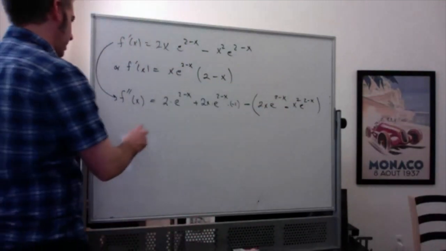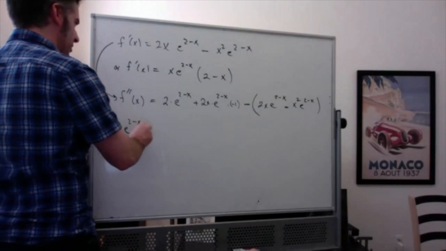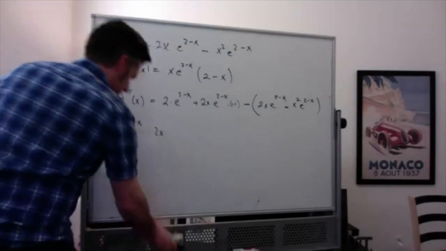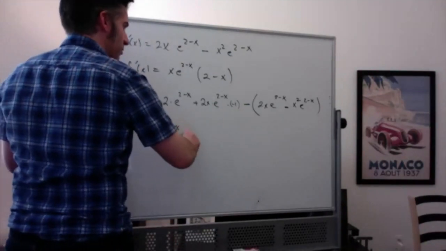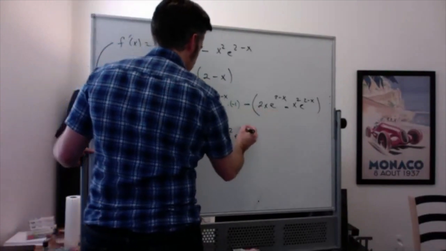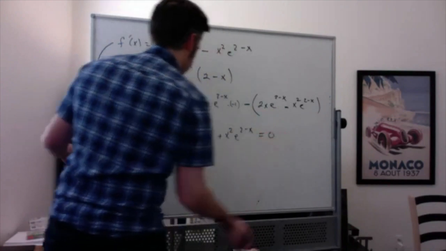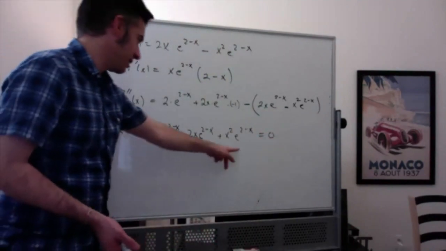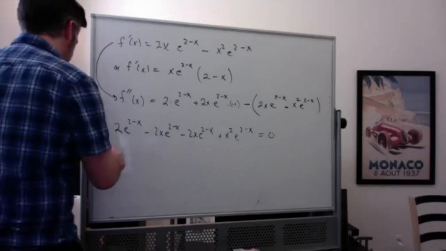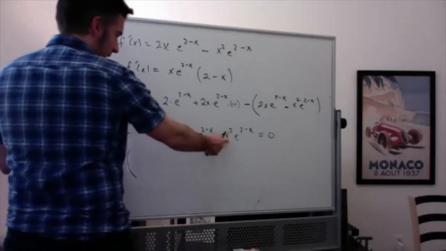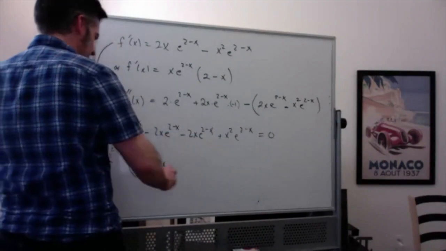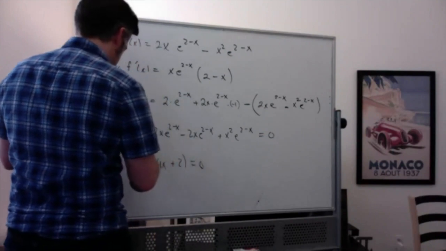So let's see, simplifying this, I've got 2 times e to the 2 minus x plus 2x, sorry, minus 2x e to the 2 minus x minus 2x e to the 2 minus x. Minus and minus is plus x squared e to the 2 minus x. Okay, now we're going to factor. We're going to factor out e to the 2 minus x. And that's the only thing we can really factor out. And I'm left with x squared minus 4x plus 2. Okay.